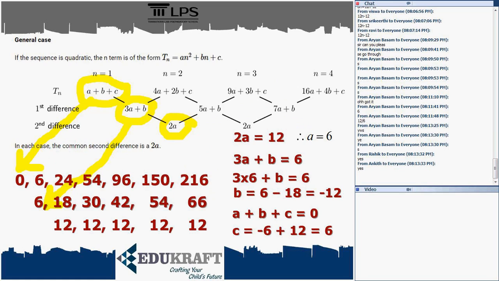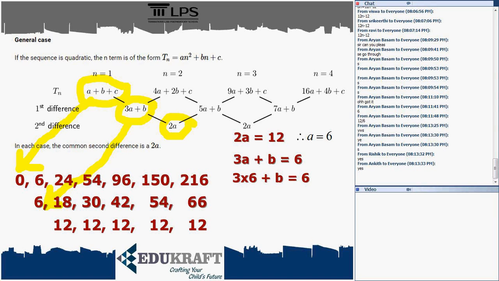If you remember the expressions that I showed you here, like 3A plus B or A plus B plus C, then it will be applicable in any situation. The first difference will always be 3A plus B, and A plus B plus C will always be the first term, from the general expression. Okay, fine, I can do that.